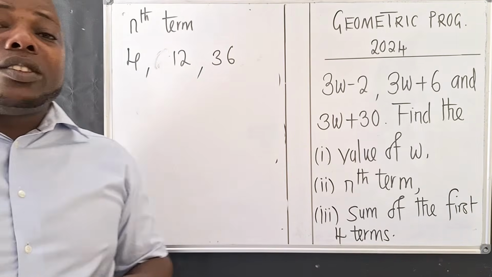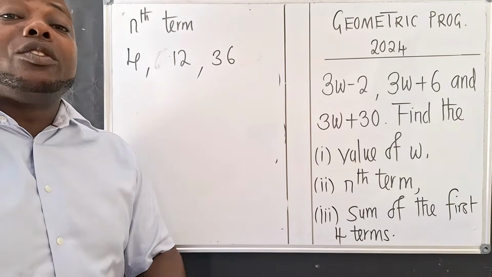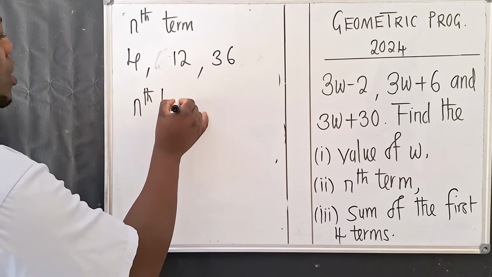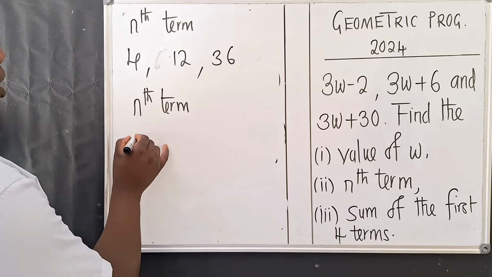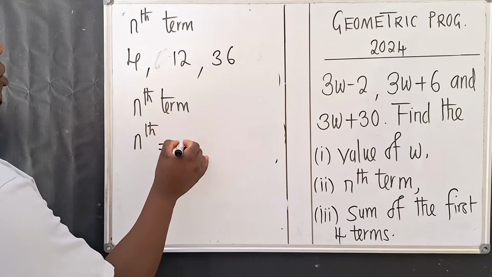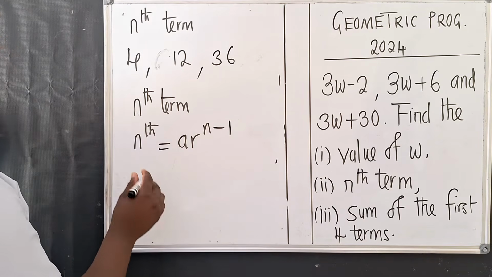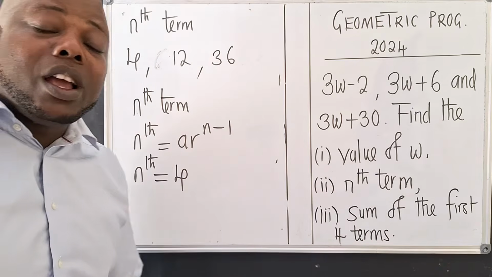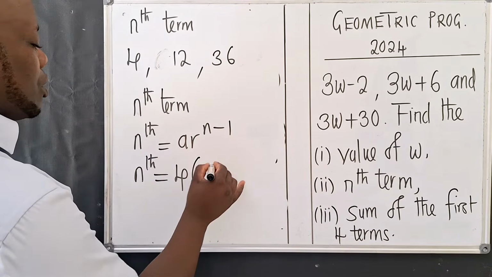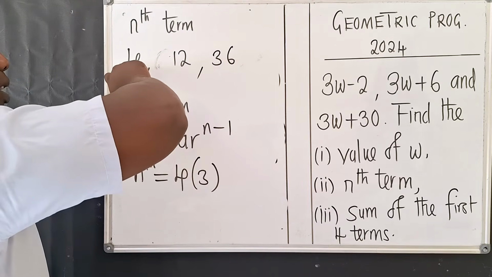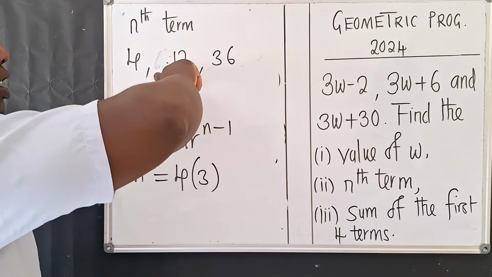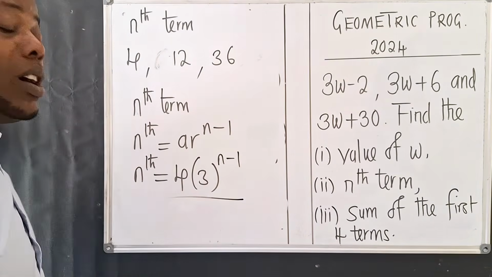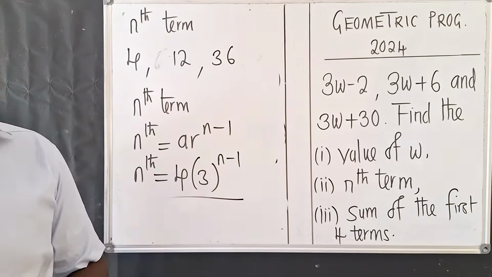Once we find this GP, we can easily find the nth term. To find the nth term, we're going to use the formula: nth term is equal to ar to the power n minus 1. So our first term, a, is 4. And then our r is 3. Just get 12 divided by 4, it will give us 3. Or 36 divided by 12, it will still give us 3. So the nth term is 4 times 3 to the power n minus 1.